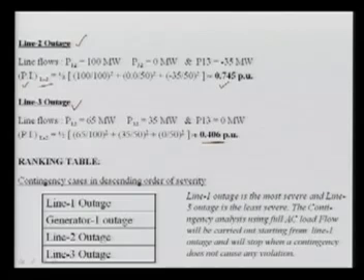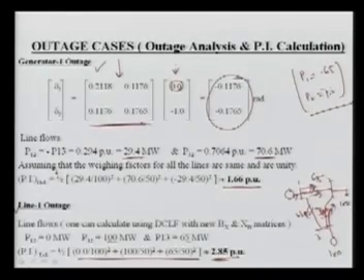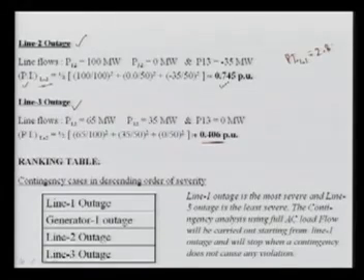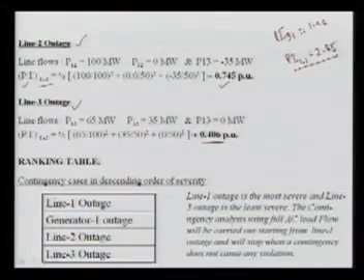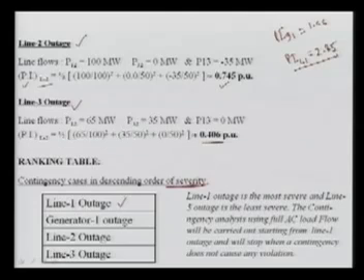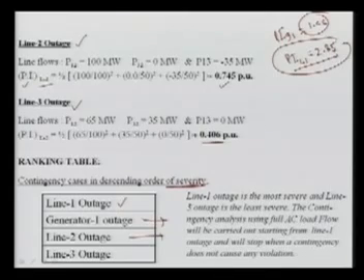Now you can see for the line outage PI, for L1 it was 2.85, and the PI for G1 outage was 1.66. Now you can say which one is severe: the value which is highest is more severe. Thus we have ranked the contingency cases in descending order of severity. Line 1 outage is most severe because this value is the highest, followed by generator 1 outage, followed by line 2 outage, then followed by line 3 outage.